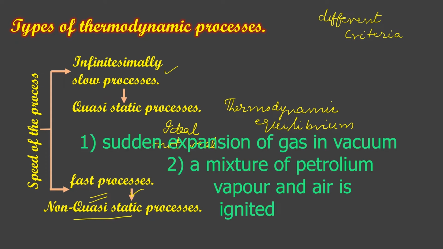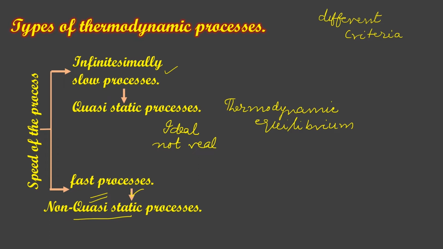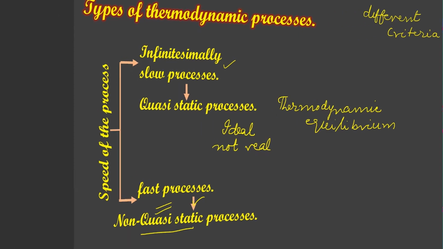Let us cite two examples for these non-quasi-static processes, that is, fast processes that take place in nature. First one, sudden expansion of gas in vacuum. Second one, the explosive reaction that takes place when a mixture of petroleum gas and air is ignited. Let me cite one more example in daily life in order to understand quasi-static and non-quasi-static process.